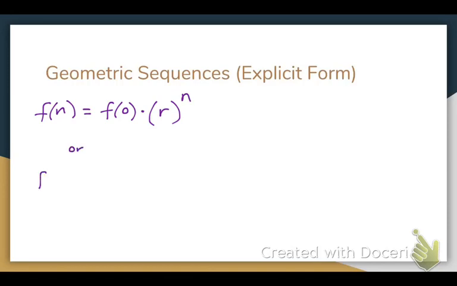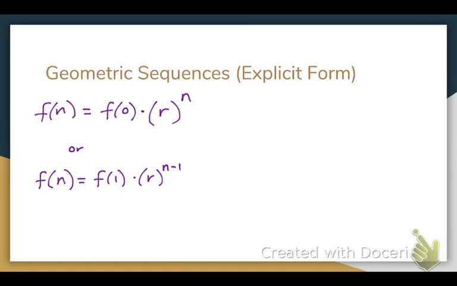Or we can stay at the first term, f of 1 times r to the power of n minus 1. So remember, your two options are go back to the initial term and multiply times r to the power of n, or stay at the first term and multiply times r to the power of n minus 1. So if you don't want to go back in the first term, you have to go back in the exponent.